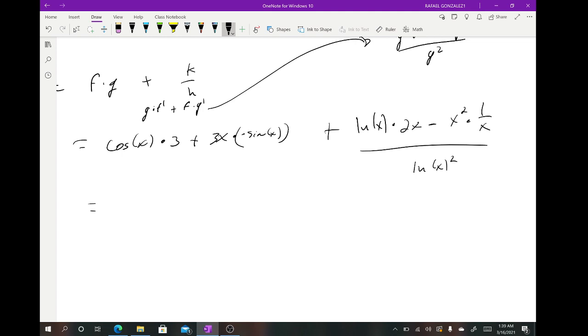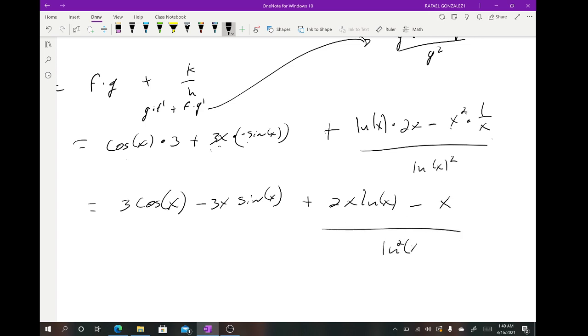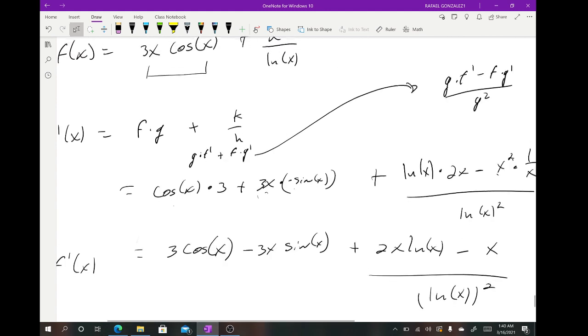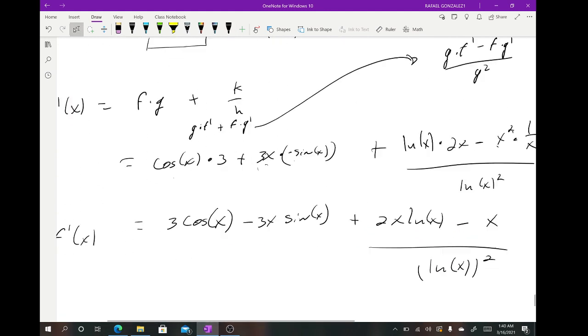In any case, let's simplify this because we could simplify this more. Cosine of x times 3 is simply 3 cosine of x. 3x times negative sine of x is simply negative 3x sine of x, plus 2x ln of x minus x squared divided by x cancels. One of the x's cancels, so it's just minus x, divided by ln squared of x. I can put the square on the outside. So this very easy function boils down to this very complicated derivative.